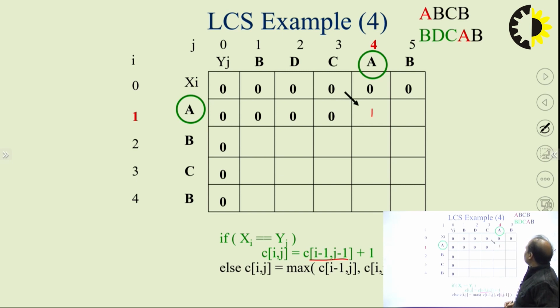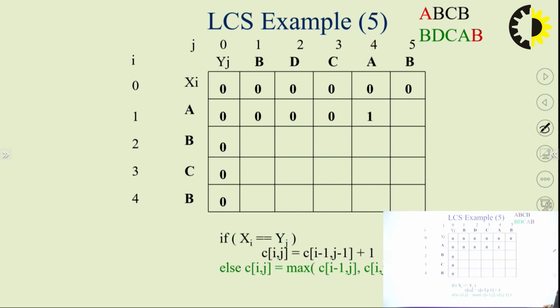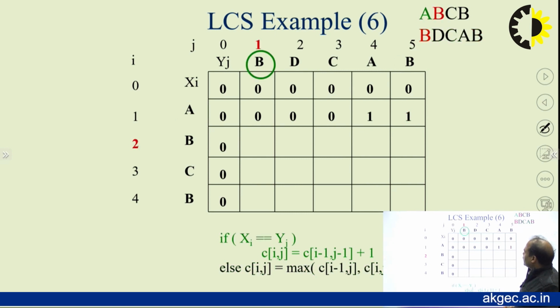Look at here, class. And again, if you go here, B and A, they are not equal. A and B, there is no match. So whichever is maximum, we write it over here. So let's start with the next row.